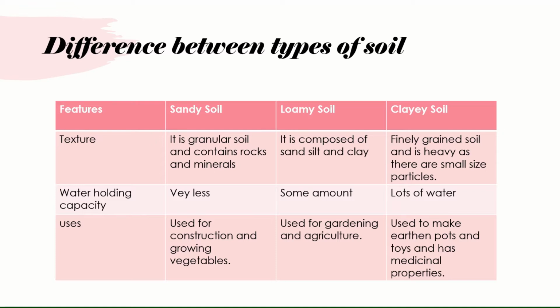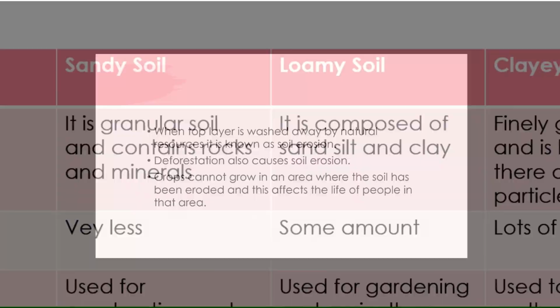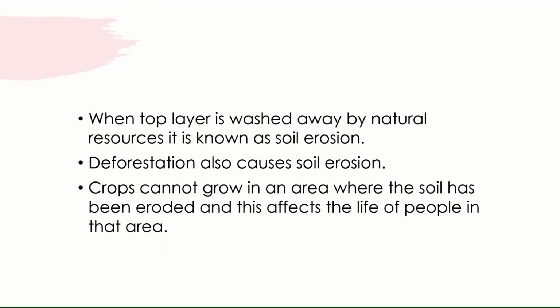Okay, and the uses of clay soil: it can also be used to make earthen pots and toys, and it has some medicinal properties because of its characteristics. It can also be used to do pottery and make toys, right? So, on the basis of water holding capacity, first comes sandy soil, then loamy soil, and then clay soil. Sandy soil very little, loamy soil a little more than sandy soil, and clay soil lots of water, right? So, that is the difference between all these three types of soil.